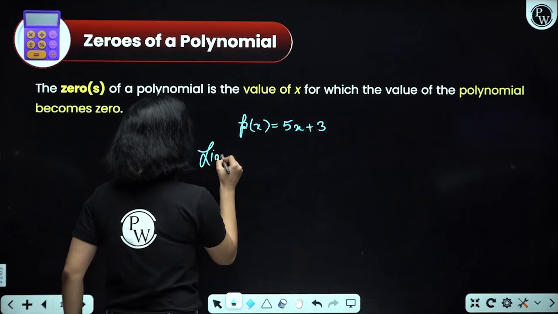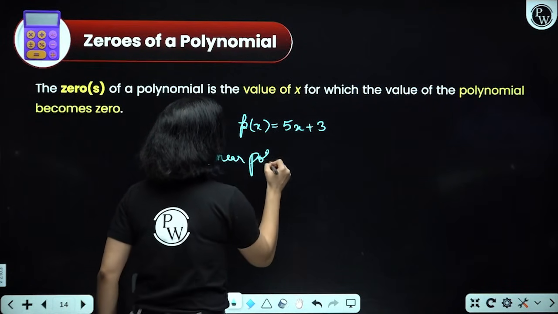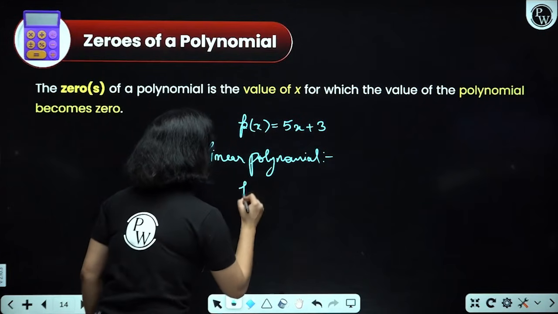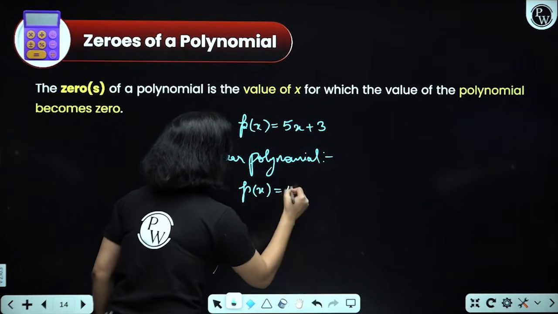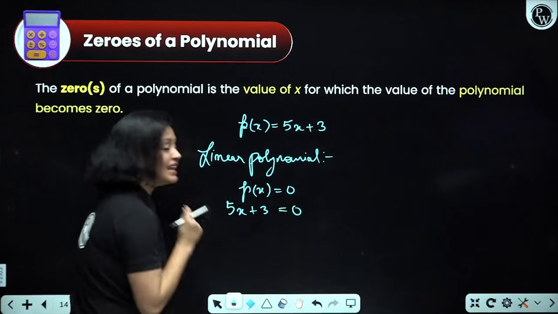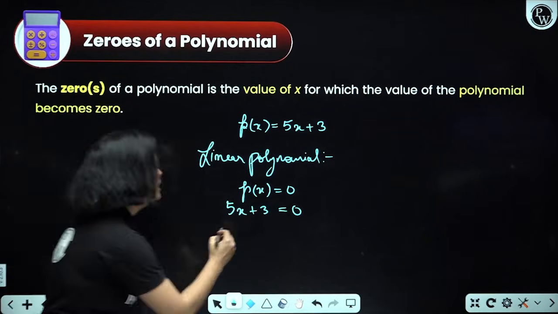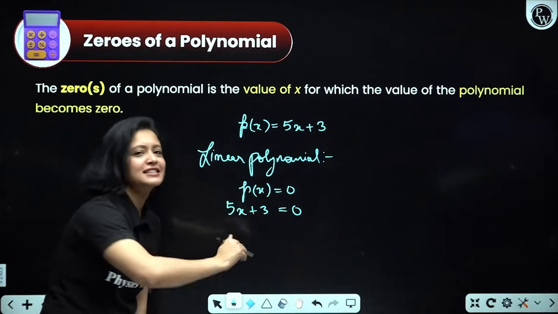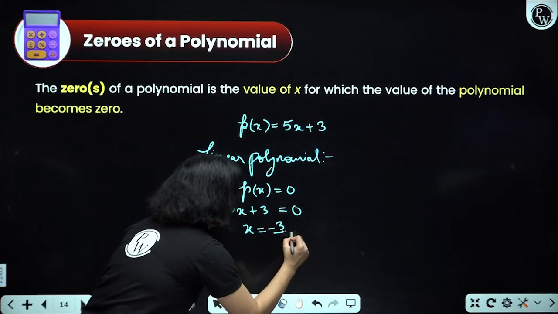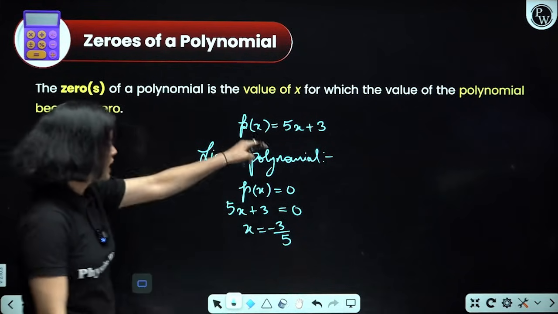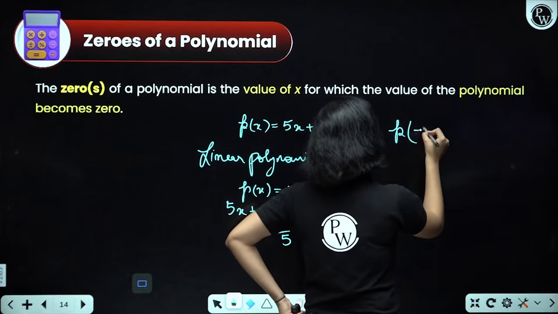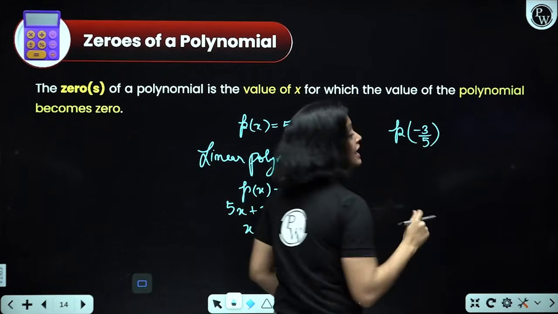Okay? And you have studied this method a lot. For a linear polynomial, what you will do is, you will start by putting p(x) equal to 0. So 5x plus 3 you will put as 0 and you will simply evaluate the value of x. Right? So what you'll do, you'll take everything on the right hand side and just leave x on the left hand side. Right? So x will come out to be -3/5. Now, you can check. Let's put x as -3/5 in the polynomial and see what we are getting, right?